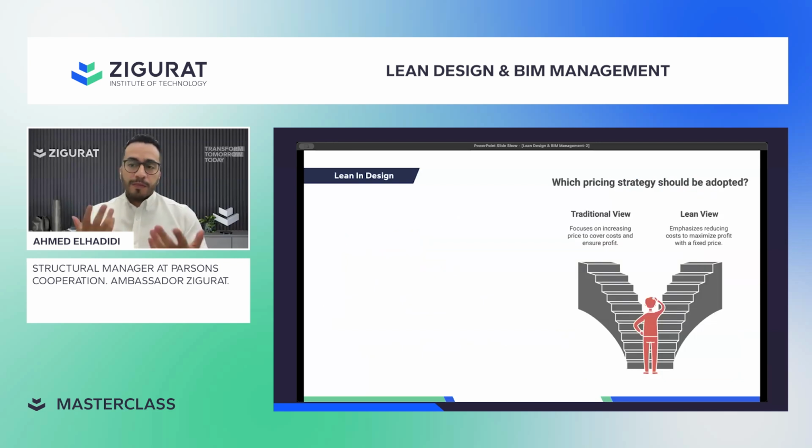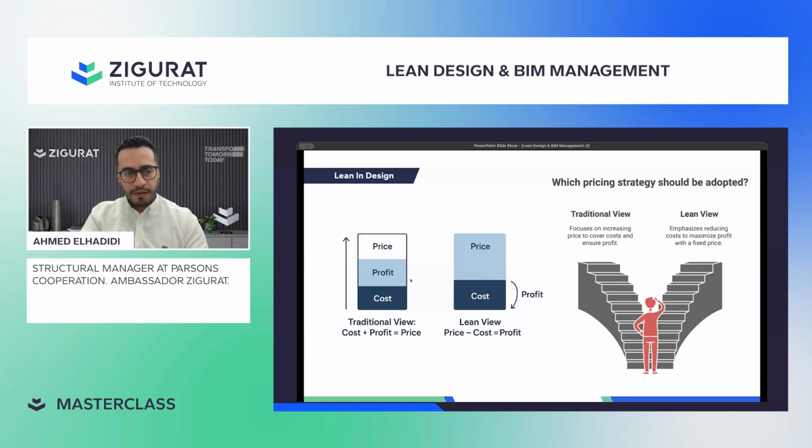Let's think about pricing, because it's all about time and money. In the traditional way, we are thinking about how to give a price for this project. You will focus on the cost for the work, then add a profit, then you have a price. But in lean design, we will do something different. As you can see here, this is the traditional way. We have a cost for the work, the design and the construction and everything, then we add the profits, then we have a price.